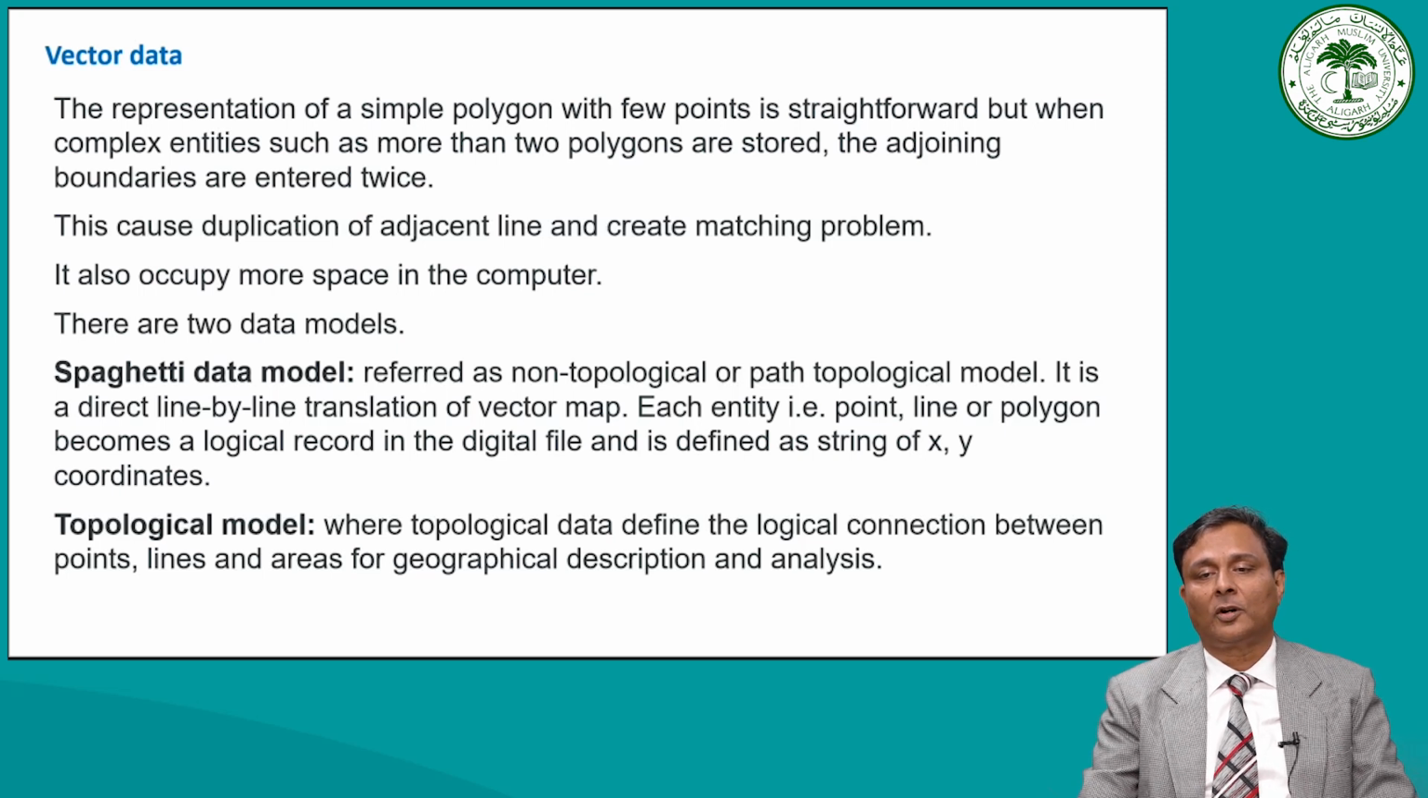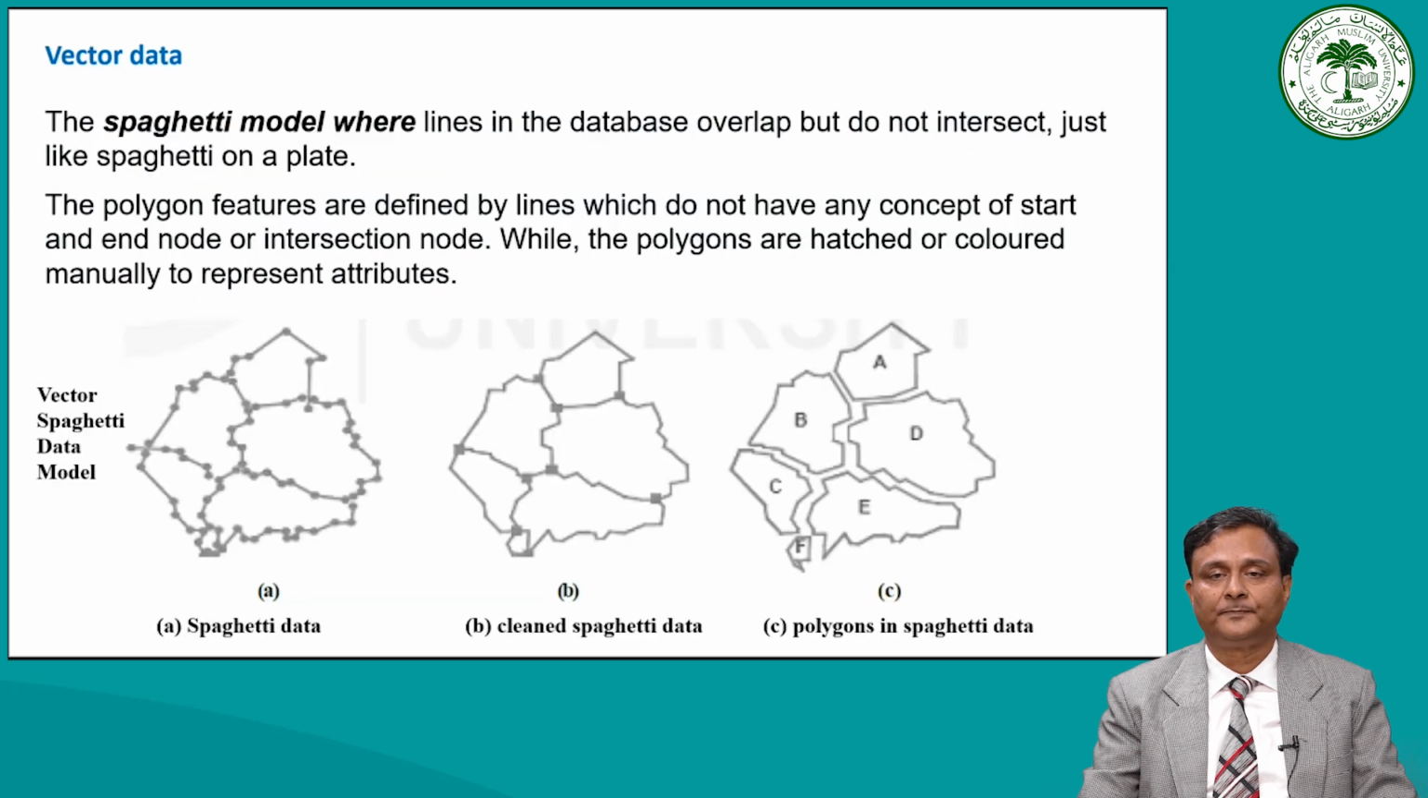The second is the topological model, where topological data define the logical connection between points, lines and areas for geographical description and analysis. That way, topological models are more applicable for spatial analysis, but they are voluminous as well as a little difficult to manage and incorporate into the spatial information. But they actually represent the spatial information much more effectively in spatial analysis.